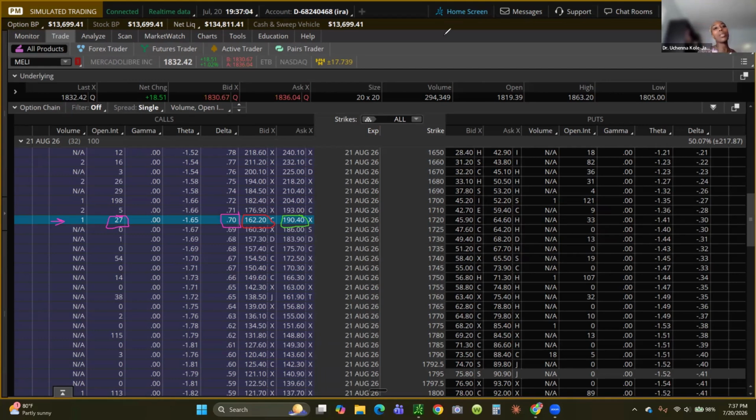Because once you get into an option contract, you want to immediately start making money. On this particular option contract, the 1720 strike expiring August 21st, as soon as I get in this option contract, I'm immediately losing almost $3,000. I don't want to play that game. Just pick another stock. Okay? Pick a stock where the bid ask spread is tight.